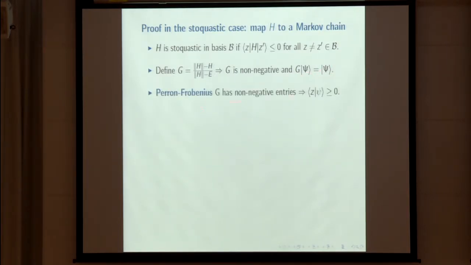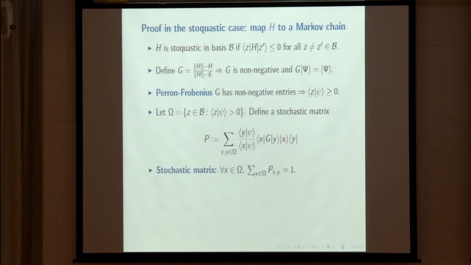Okay, so the Perron-Frobenius theorem tells us that the principal eigenvector, which was the ground state of H, then has these non-negative amplitudes. And so the last thing, let omega be the support of the ground state in this choice of basis, which you can always think of as the computational basis.